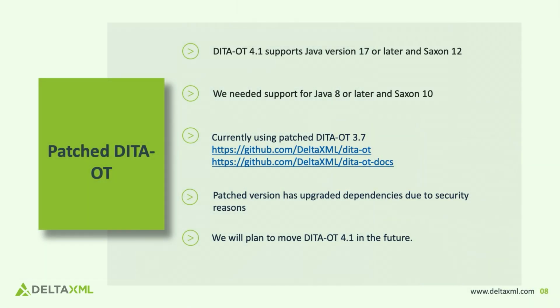While doing that, initially we wanted to support the latest version, 4.1. At that time, the latest version was 4.1. But we realized that it required Java 17 and later, as well as Saxon 12. And if I look at all our other products, they are not yet supporting Saxon 12, and they are still supporting Java 8. So that's why we decided to use DITA OT 3.7, and we integrated it. It worked fine.